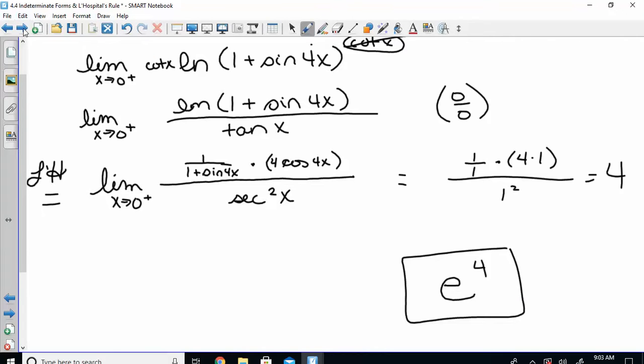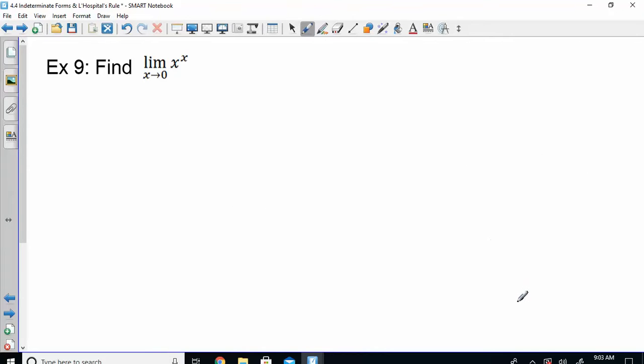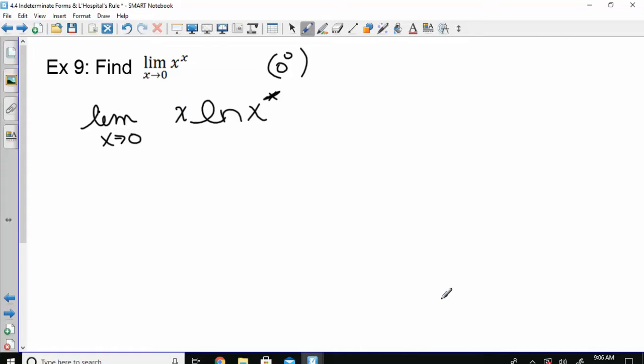Why don't you guys see if you can start this one? It's not super ugly. This is currently 0 to the 0, we all agreed there. And so you guys added the natural log. And when you add that natural log, then this x would come down. So we know our answer will be e to a power.